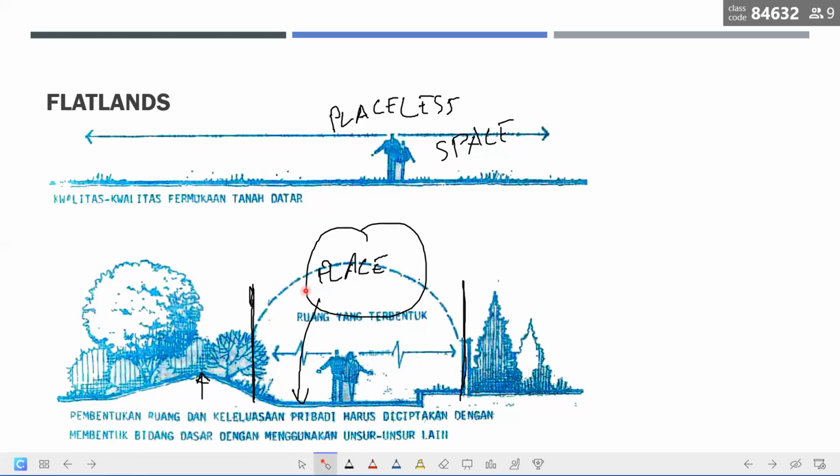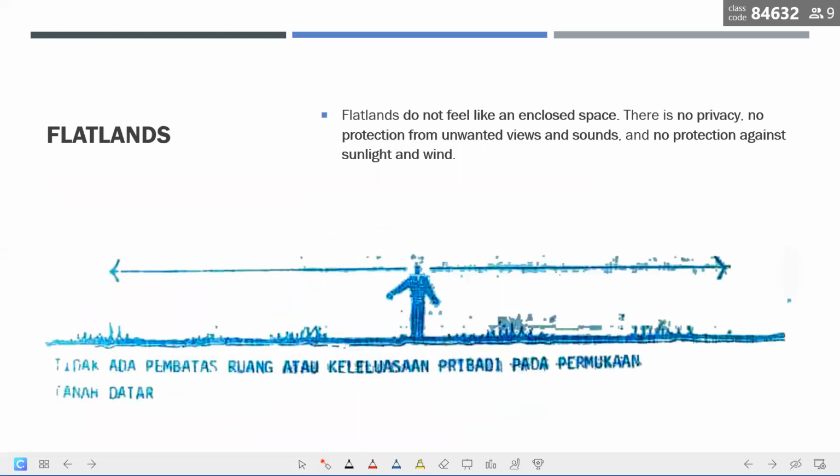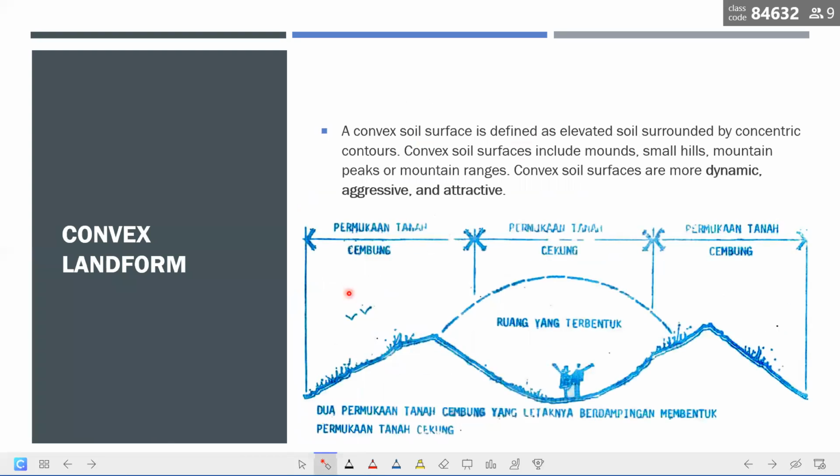And of course, this new space feels a bit more private. There is a certain degree of privacy here compared to the placeless space above it. The next form is a convex landform. Now, convex contours are defined as elevated soils surrounded by concentric contours. They could be mounds, small hills, mountain peaks, or even mountain ranges.